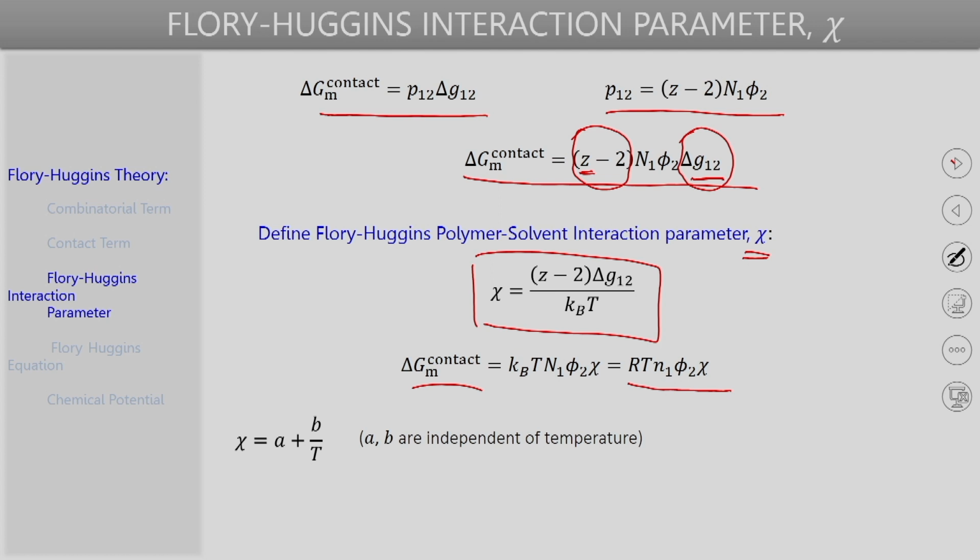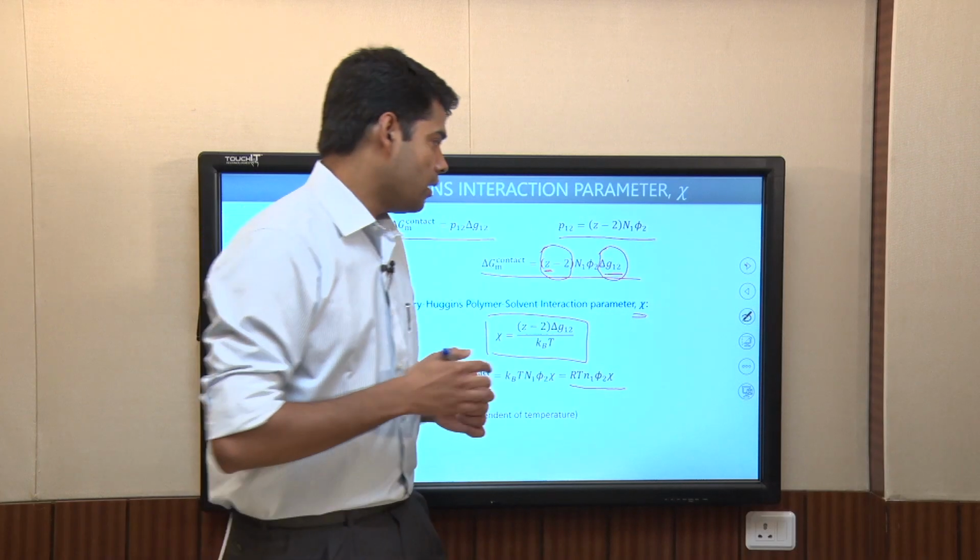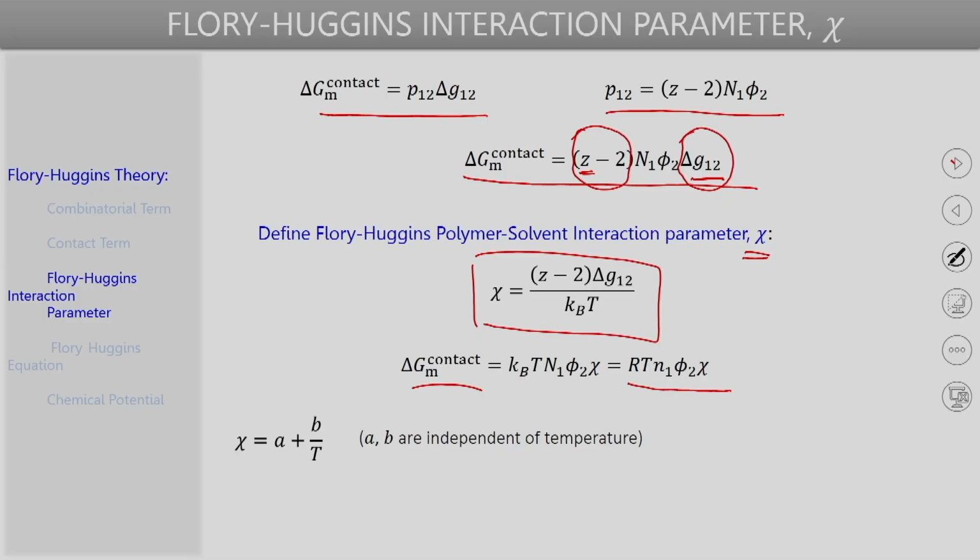This chi parameter can in general be expressed in the form of A plus B by T, where A and B are independent of temperature. So, we see that this chi parameter is a temperature dependent dimensionless quantity, and the temperature dependence normally can be expressed as A plus B by T. The chi parameter contains this delta G12 term. So, inside it the chi parameter contains both an entropic contribution as well as an enthalpic contribution, because the Gibbs free energy of course will contain both these terms.